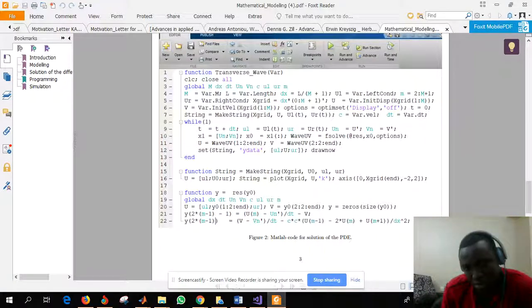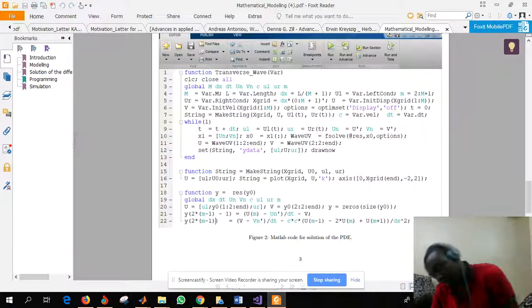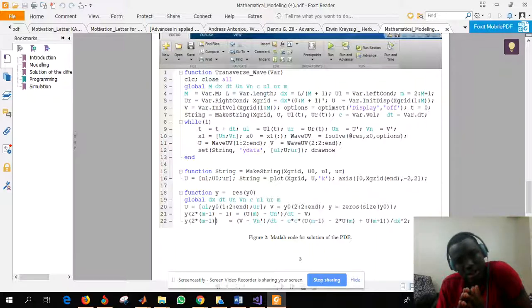All the variables that I will be using are described and assigned between line 4 and line 6. The initial displacement is a function of x, the initial velocity is a function of x, the right condition, that is the condition of the right hand, is a function of time, and likewise the one for the left condition. All these are function handles, so they are all attached in the struct var. Then at line 7, I make the string.